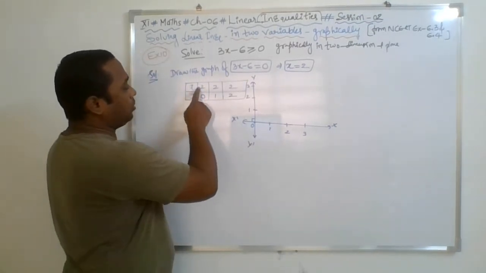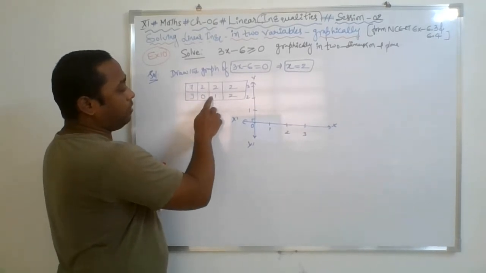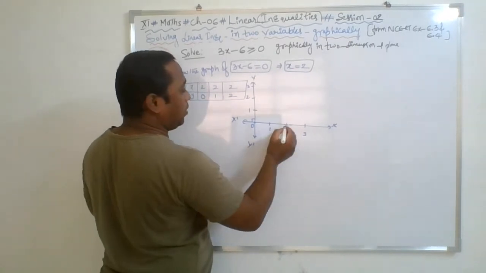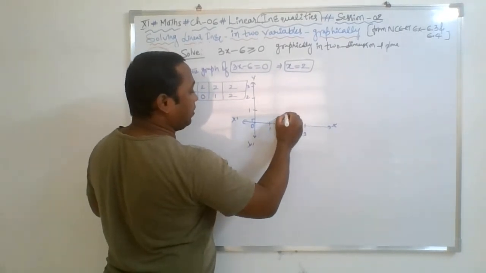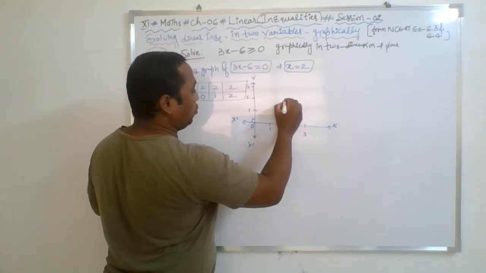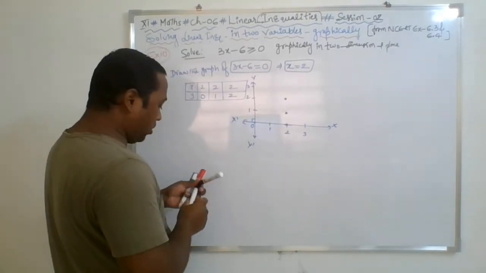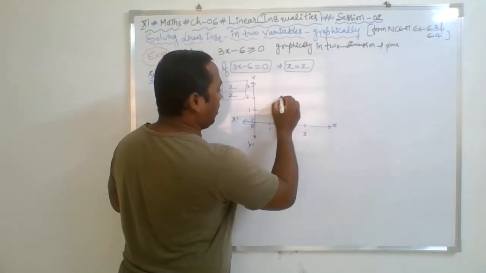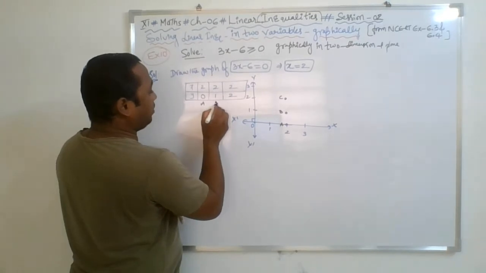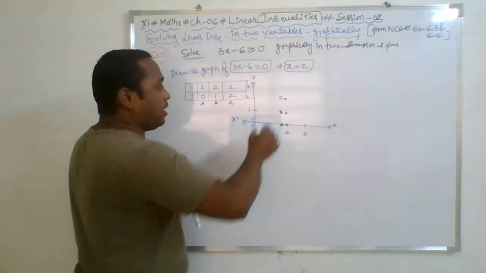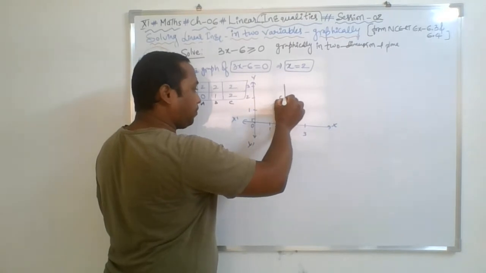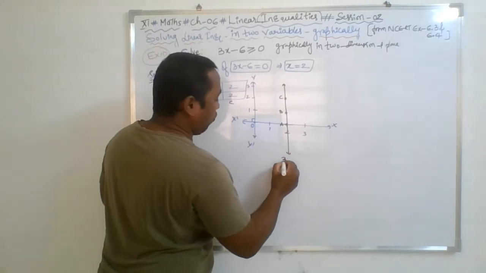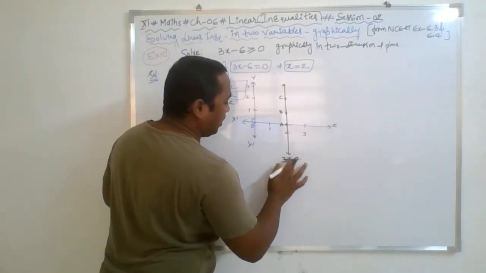What is the first point? 2 comma 0, 2 comma 1, 2 comma 2. That's it. So first of all, 2 comma 0 will be the point on the x-axis, 2 comma 1, 2 comma 2. So you got the 3 points on the xy plane. You may name it A, B and C. So this is the A point, this is a B point, this is a C point. Just by joining them, you will be able to get the graph of the equation.